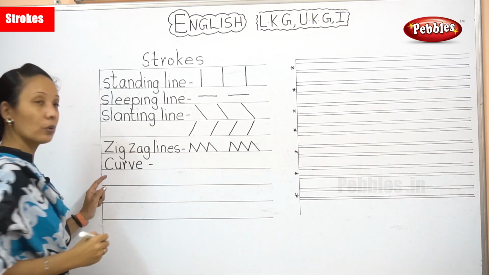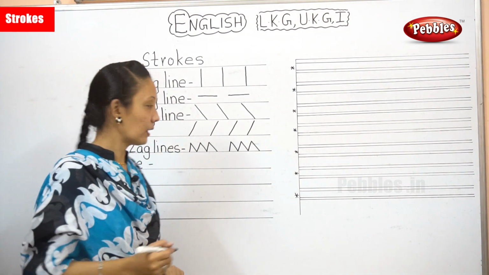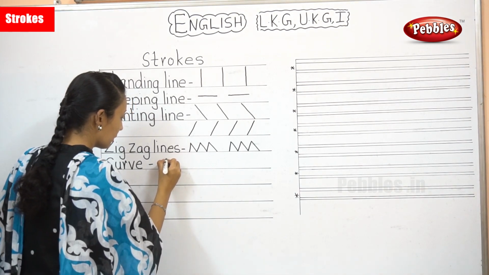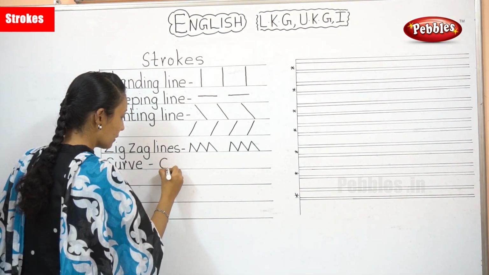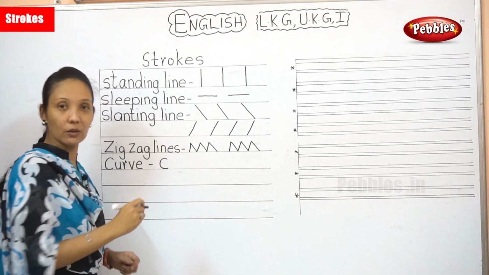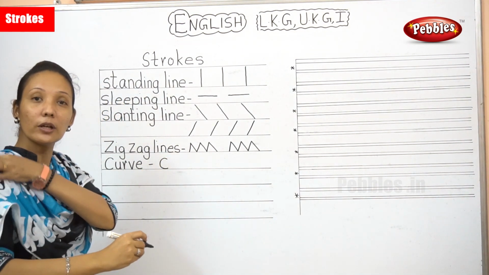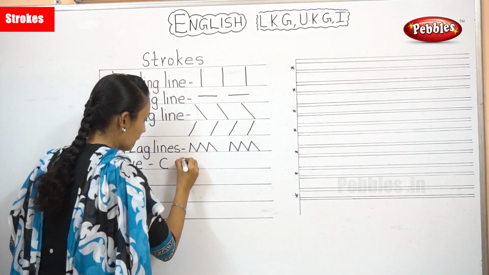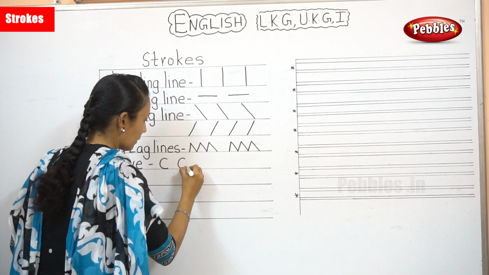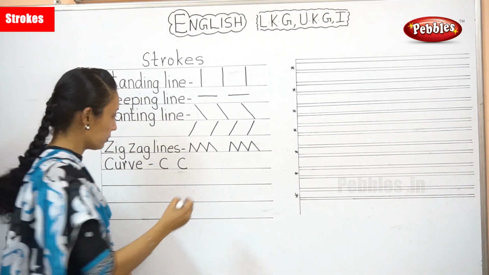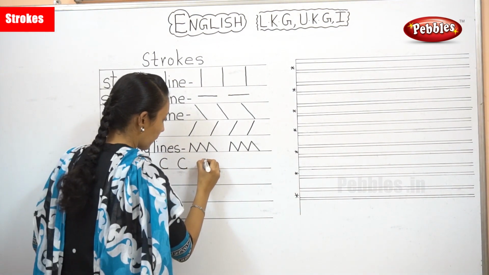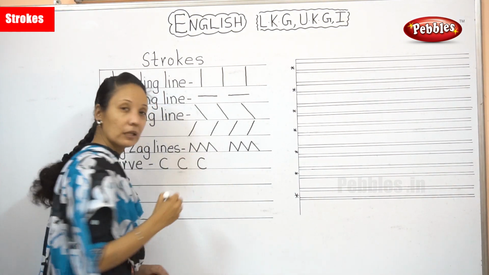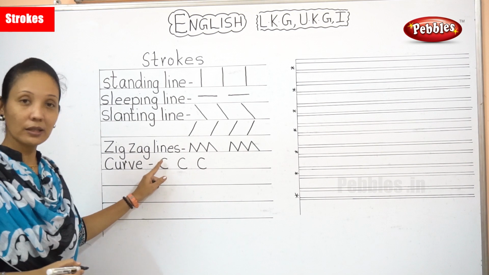Okay, next you will learn your curve. This is one type of curve. You can write it like this. That is inward curve. What is this called? Inward curve. Once again, this is a curve. Now once again, a curve. Okay, this is one type of curve.